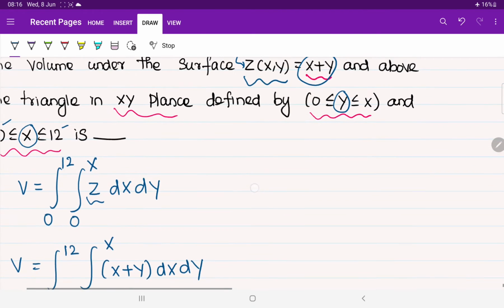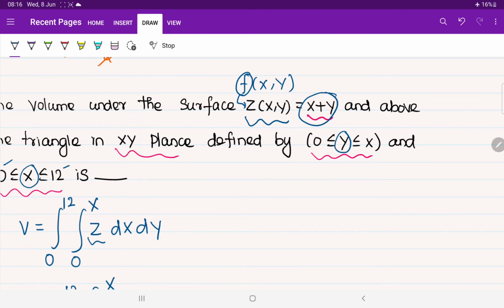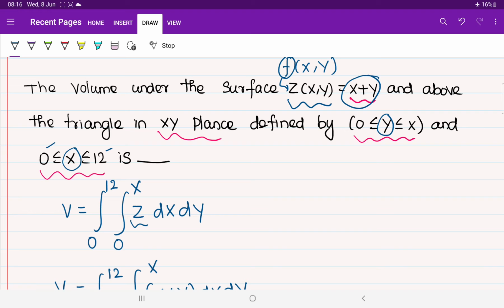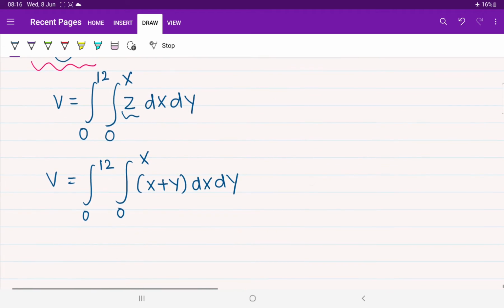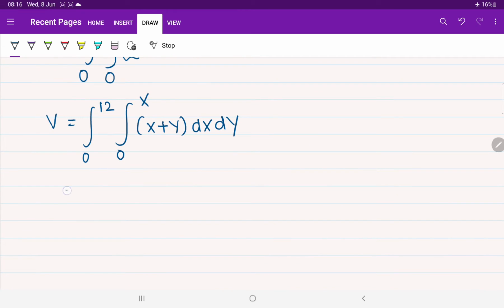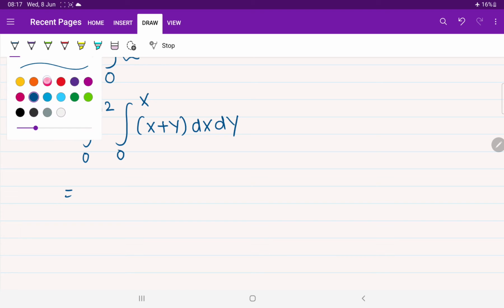They have given the volume, its corresponding function, and its corresponding limits, so we are directly exploring the answer. Okay sir, fine. Now tell me, with respect to which variable do we have to start the integration? There are two variables, right? One is x, another one is y.